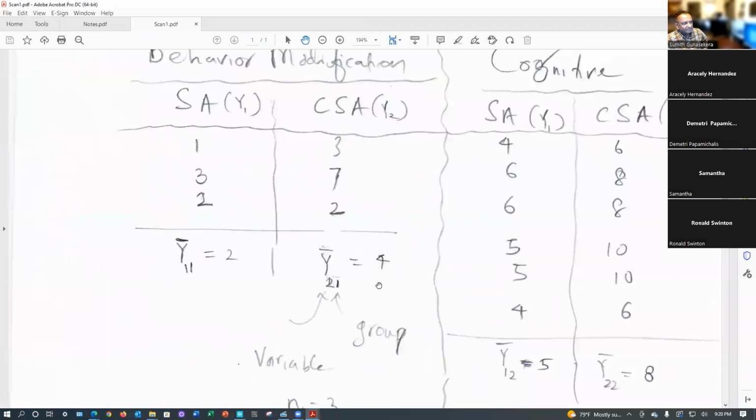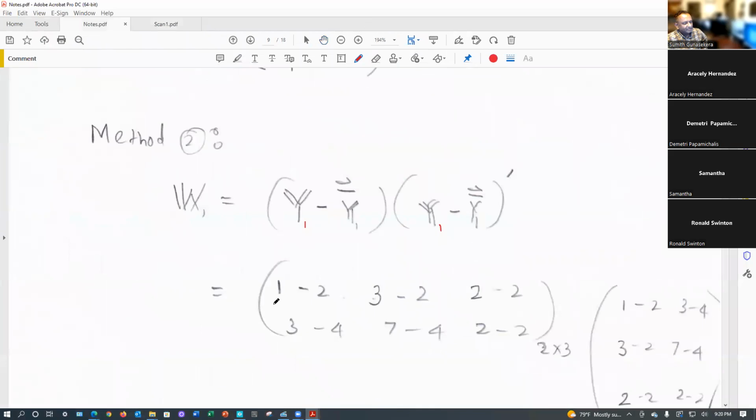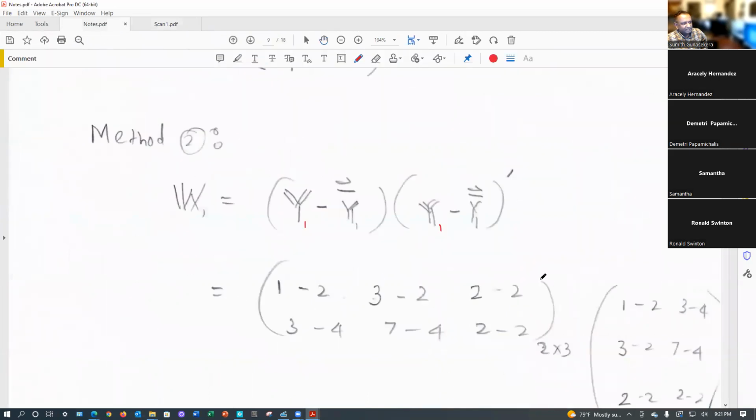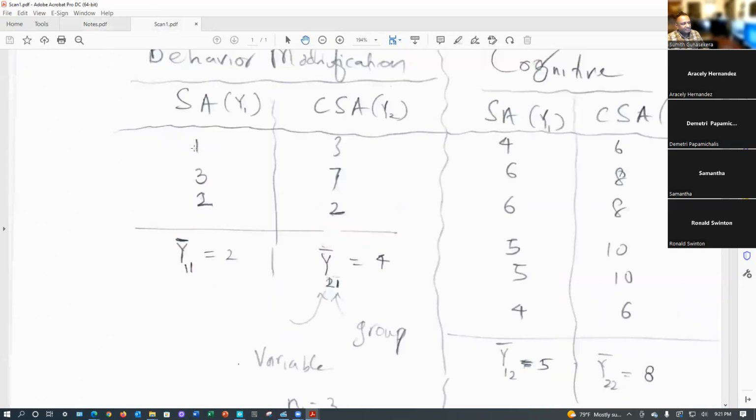I go to this entry, this entry and this entry. See? 1 minus 2, 3 minus 2, 2 minus 2. So from this one, this one, this one. That's for the y1. This one is y1. This is for y2. See? Y2. 2 by 3. See, for y1, this way, okay?